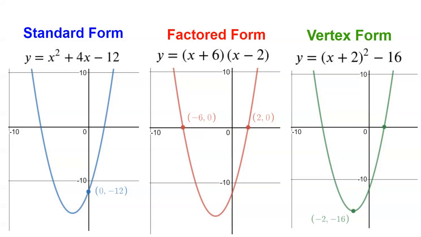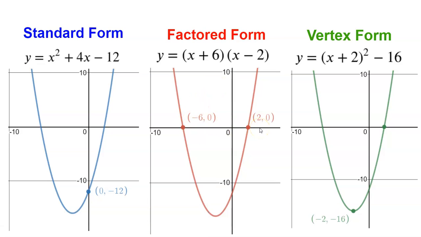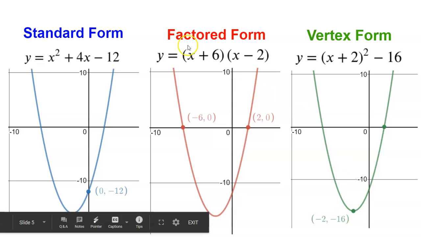So to summarize, we have three forms: standard form, factored form, and vertex form. All three of these forms are representing the same quadratic function, so all the parabolas are the same. But you will notice that each one reveals something different about the graph. The standard form reveals the y-intercept. The factored form reveals the x-intercepts. And the vertex form reveals the vertex of the graph.